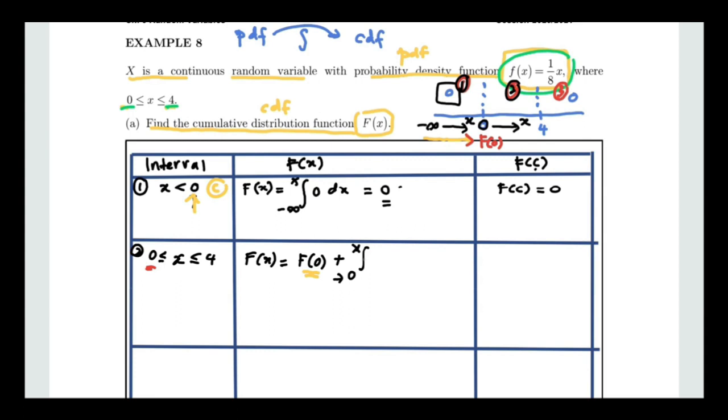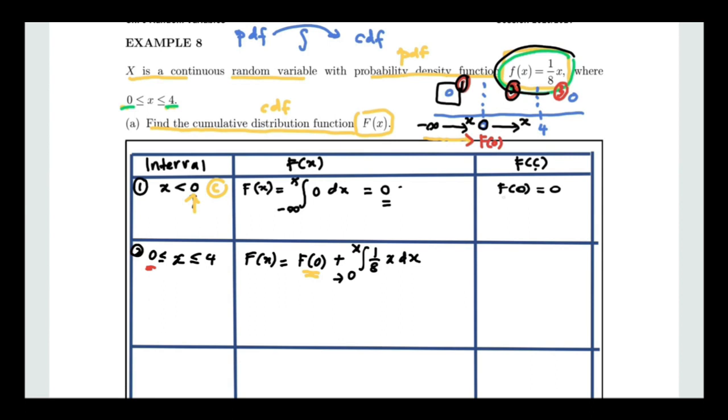So we're going to substitute what f(x) should be here. Since this is a non-zero area, where the function f(x) is located, we are going to integrate 1 over 8 x dx. So what's the value of f of 0? F of 0 comes from here. Alright, I made a mistake here. It should be f of 0, it's not f of c. It should be f of 0 here.